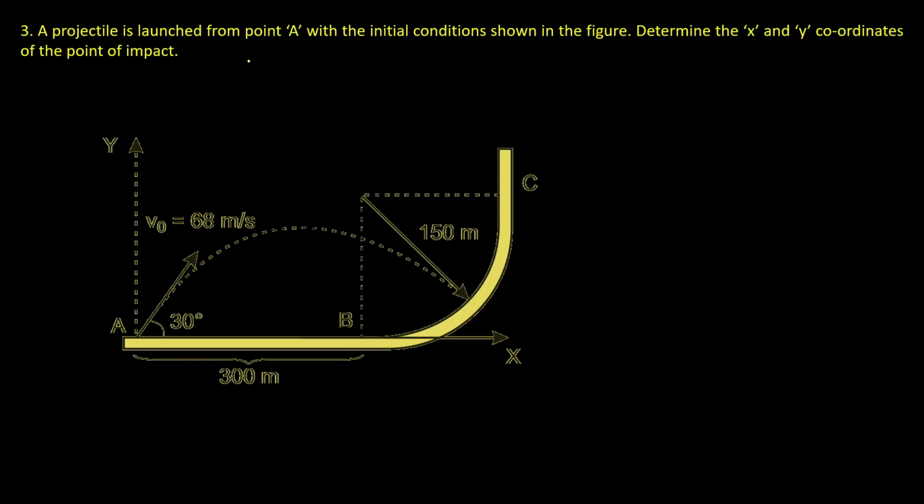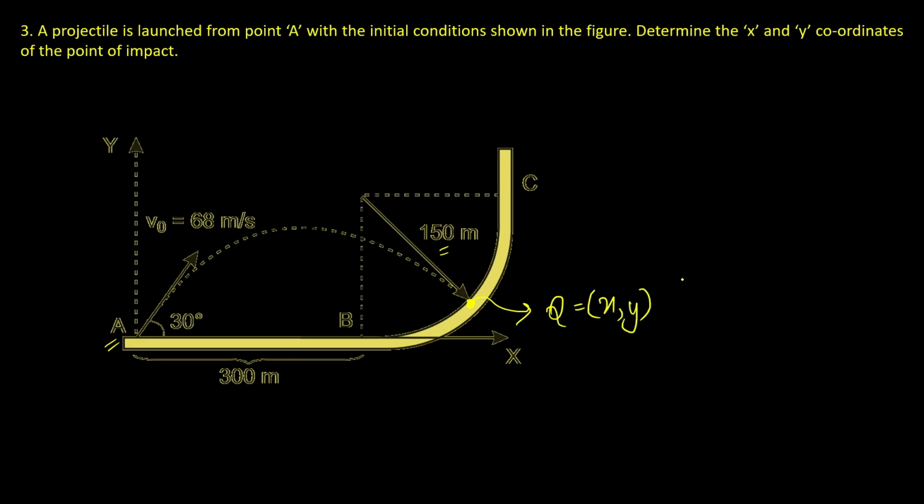Well, this is a conceptual question. A projectile is launched from point A with the initial condition shown in the figure, like this u vector of 68 meters per second magnitude at an angle of 30 degrees. And over here is a quadrant having a radius of 150 meters. We need to find the x and y coordinates of the point of impact, this point over here, say Q.